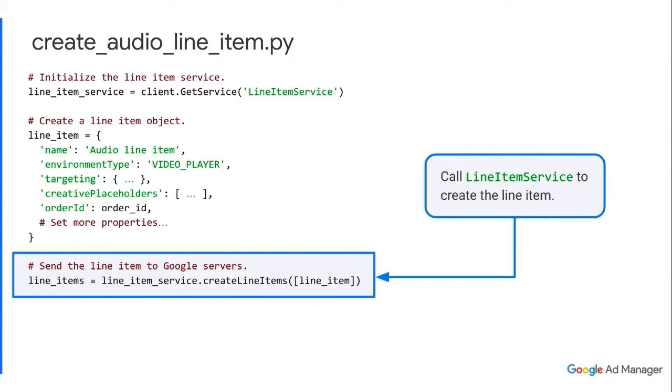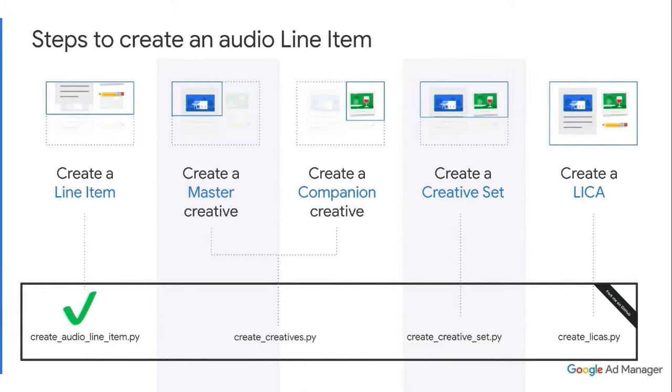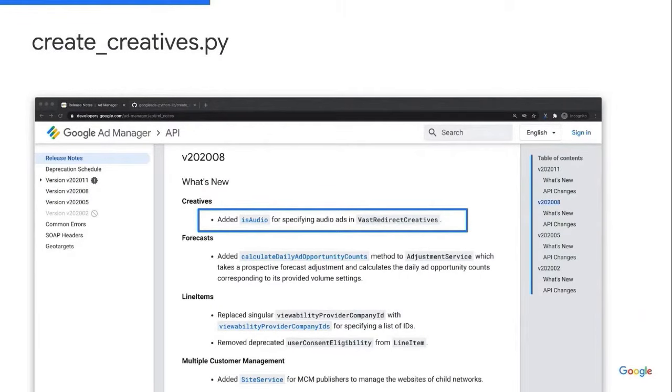I can now call the line item service for creating a line item on Ad Manager servers. Now that I've created a line item, let's make an audio and banner creatives together in one code example. To make an audio creative with the API, you will need to use the VAST redirect creatives type.